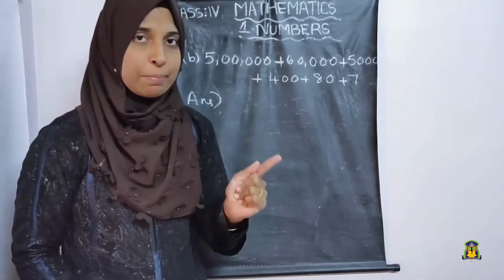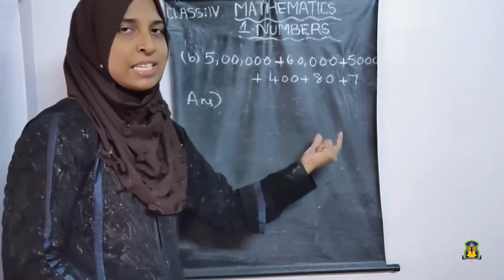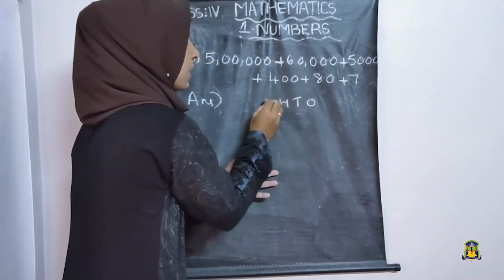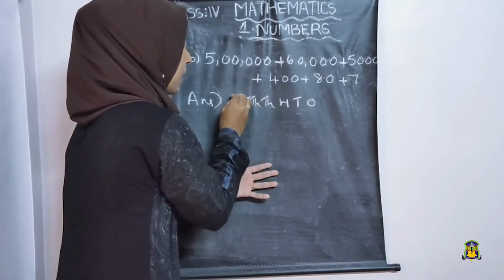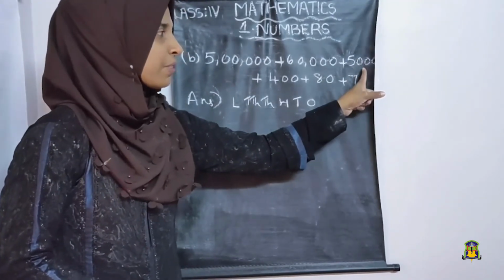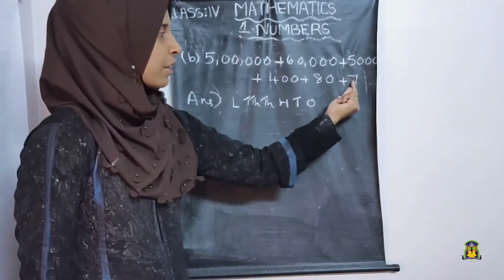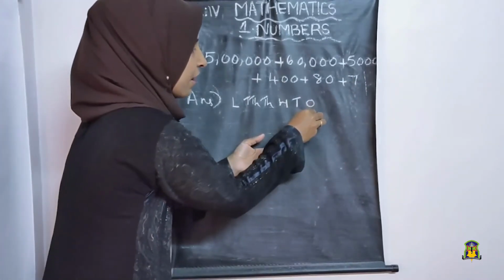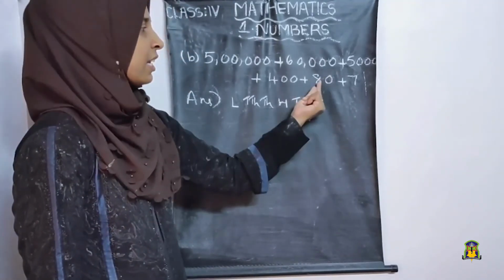That means it is a 6-digit number, so in the short form we have 6 digits. So we can write 6 places first: ones, tens, hundreds, thousands, 10,000s, then lakh place. Then we write the numbers, starting from the right side of the expanded form. Here the first number, 7, is in ones place. So in the short form, in the ones place, the number will be 7.